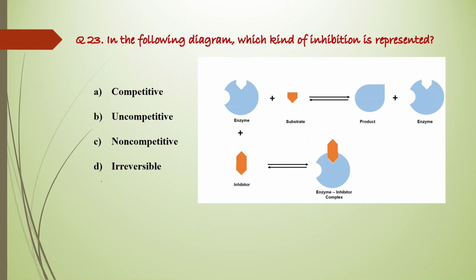It states, in the following diagram, which kind of inhibition is represented? Again, we can see this is your diagram. You have your enzyme and substrate, which gives your product and enzyme, and here is your inhibitor. Now what kind of inhibition is this? I hope all of you know, so please try to answer it. Just look at where the substrate is sitting on the enzyme and where the inhibitor is also sitting on the enzyme. Just look at that and you can understand what kind of inhibition is going on.